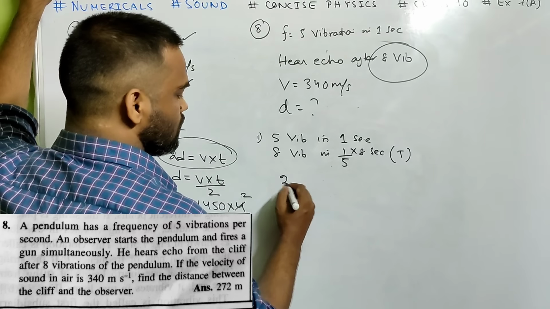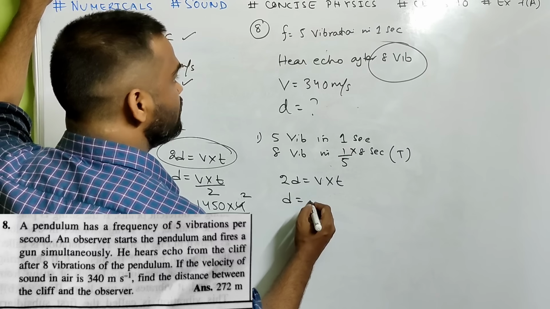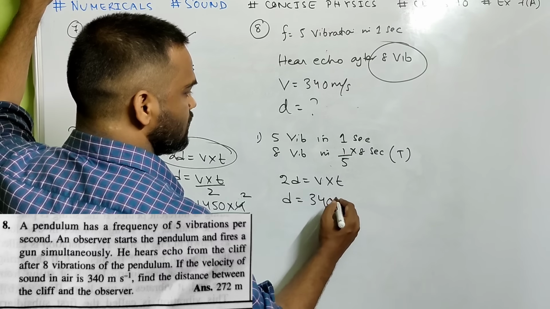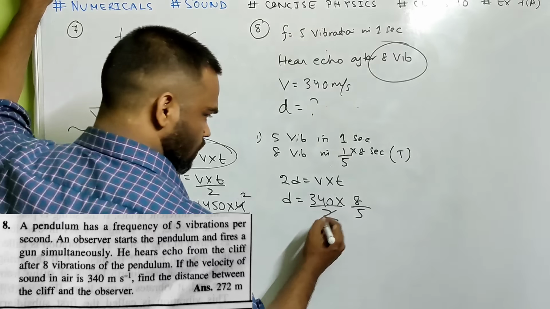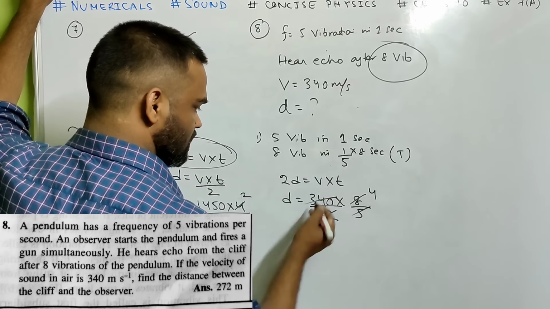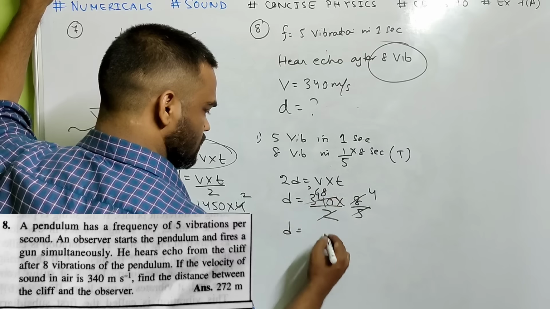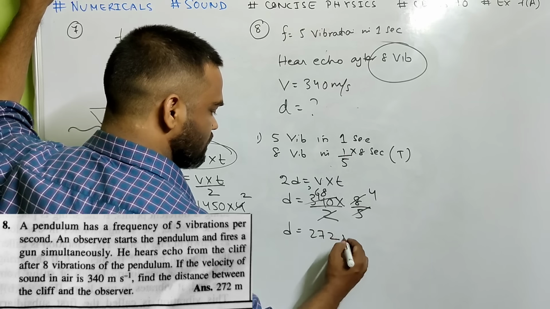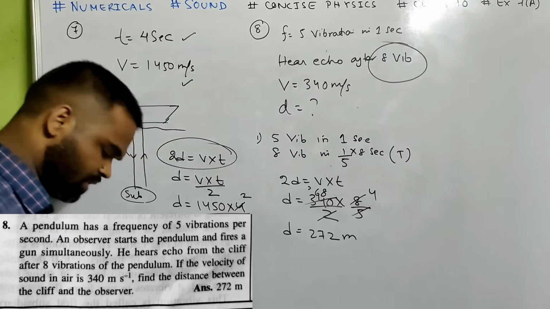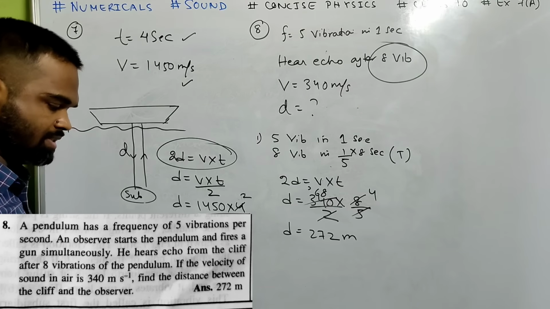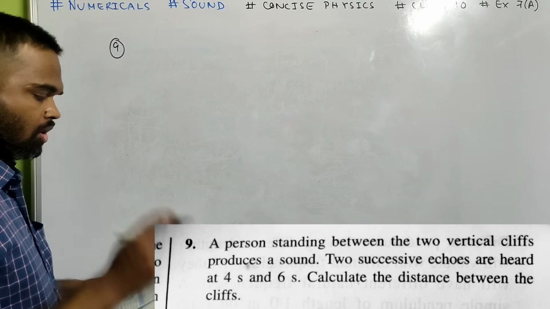Now we know 2D equals V multiplied by T. So D will be what? V is 340. T is 8 by 5, divided by 2. This 2 comes down to 1 time, to 4 times. 5 1 time, 5 68 times. So D is what? 8 4s are 32, 272 meters. That should be the distance, isn't it? Yeah, that's the answer. 272 meters.